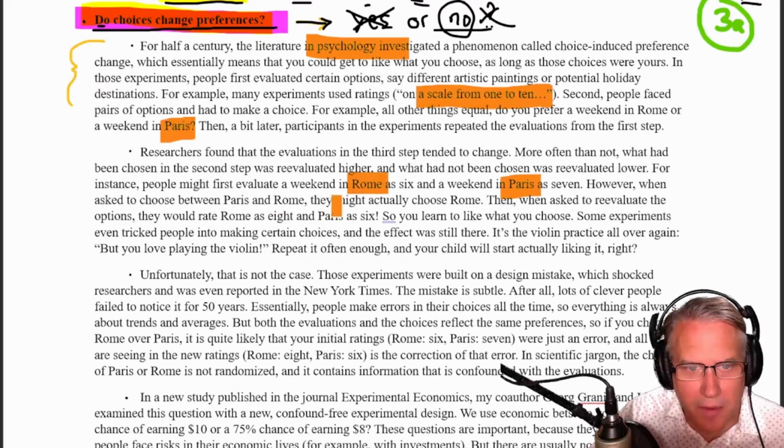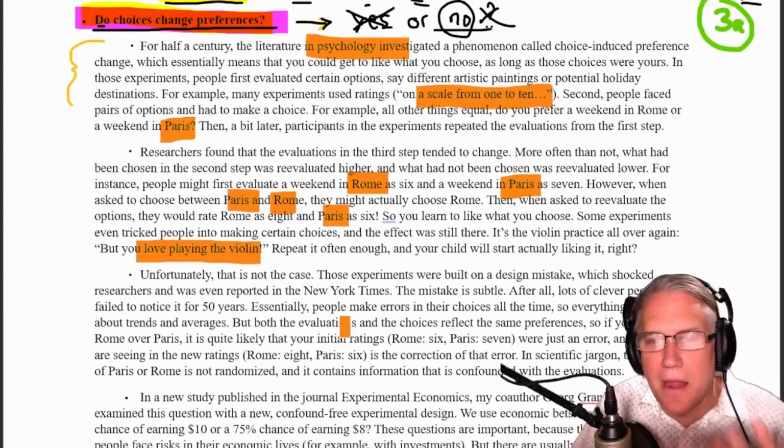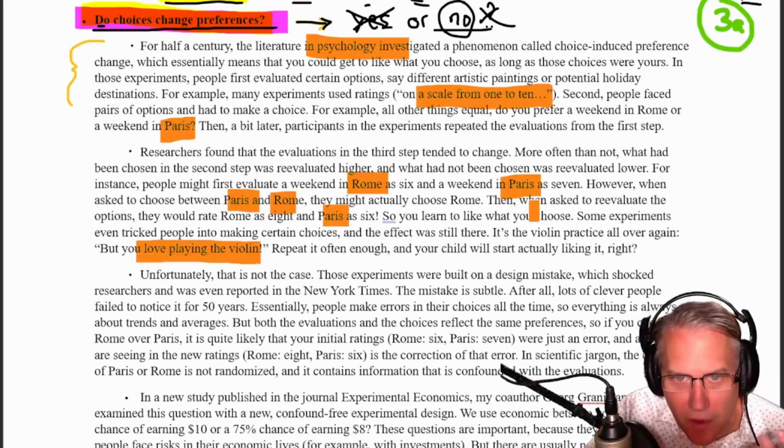Paris again. Something about Rome and Paris. Look at all that Rome and Paris. Why? I don't know what that's. Playing the violin. Interesting. But anyway, you just see, I'm not really, I'm just kind of going quickly.